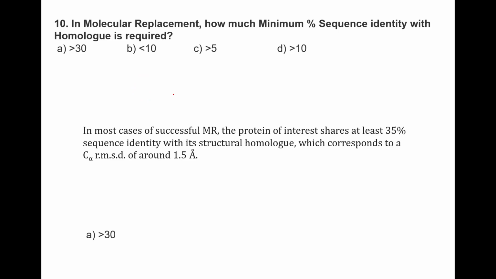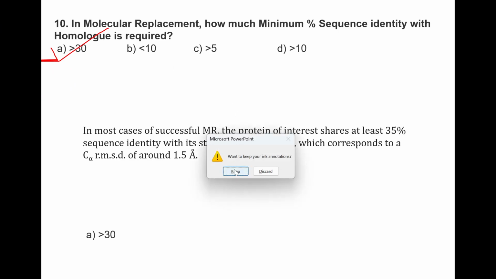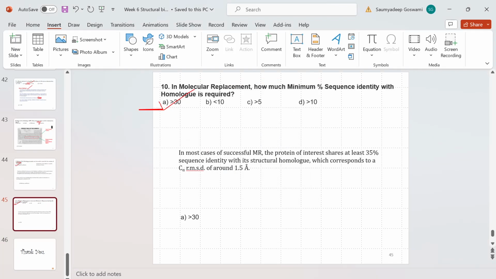Then, in molecular replacement, what minimum percentage sequence identity with a homologue is required? As I was telling, you need at least greater than 30% similarity between two structures to proceed with the molecular replacement method. So option A will be the correct answer here. So this is all I needed to discuss with you today.